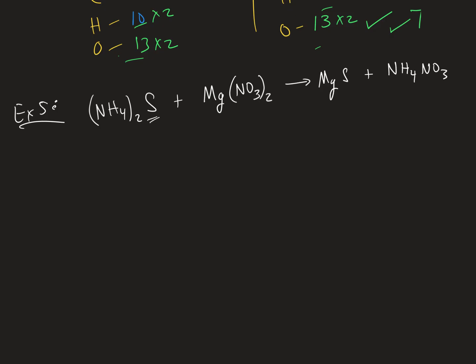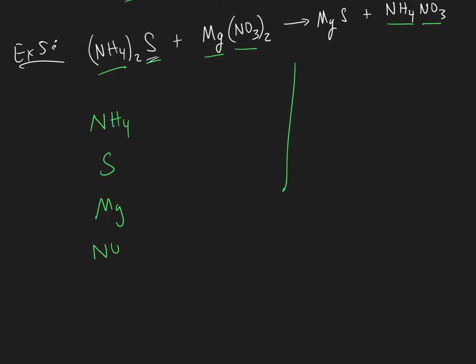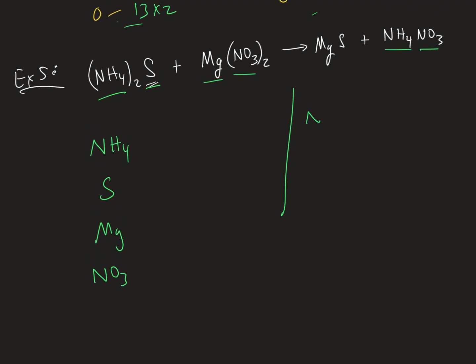Okay. Now, guys, you don't have to use this last trick, but I'm going to show you how to use it in case you want to. So we see ammonium on both sides. So I can just say, okay, I have ammonium on both sides. I'm going to count how many ammoniums I have. And then I have a sulfur and a magnesium. And I have nitrate on both sides. And so I'm going to have this on both sides. Y'all with me? Questions?